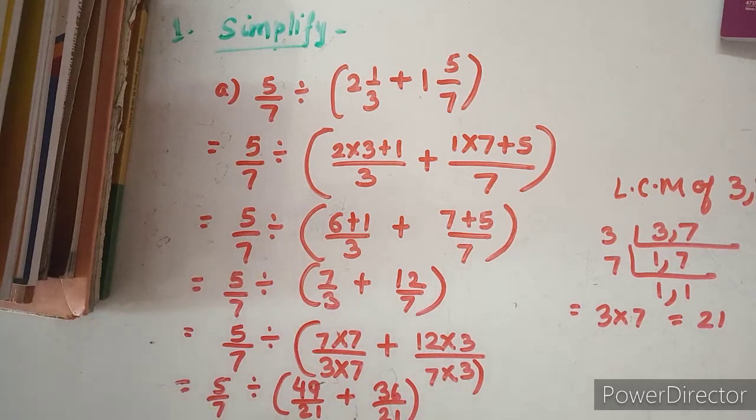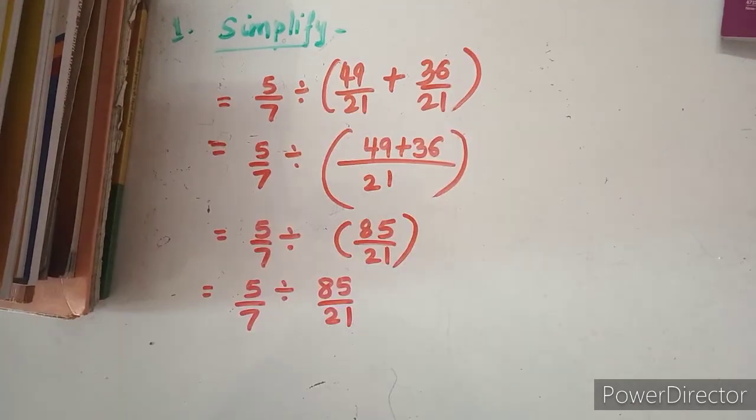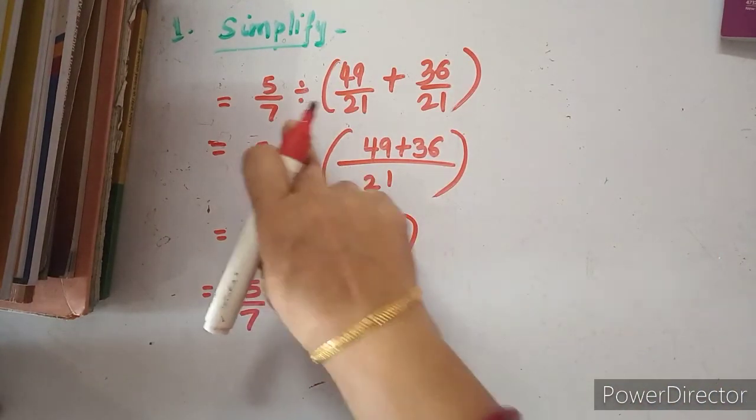and the second number in your bracket is 12 upon 7, and you need to make the LCM 21. So for that you need to multiply both the numerator and the denominator by 3. Okay, so you can see here how I did the step. So as you have taken out the product of these two numbers, you are getting 49 upon 21 plus 36 upon 21.